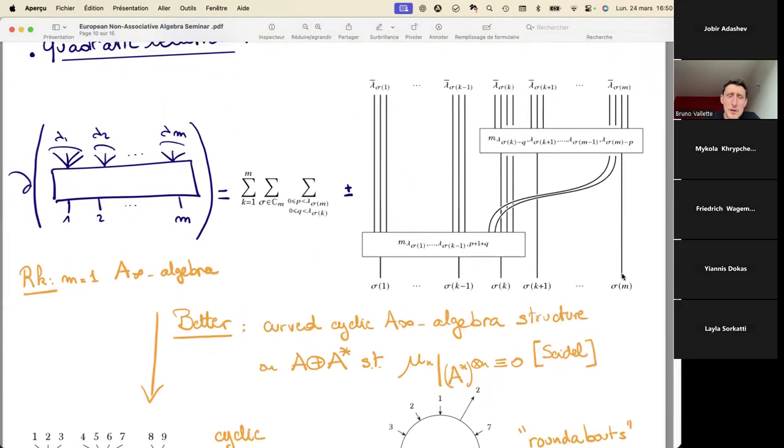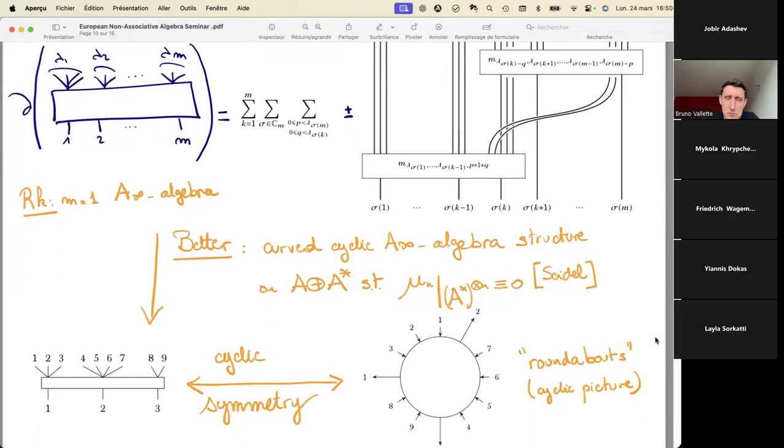There is another, better way of rephrasing this. It's a third definition, after Tradler, Zeinalian, Kontsevich, Takeda, Vlassopoulos. This was found by Paul Seidel. He said, look, I know what I can do: I take a cyclic curved A infinity algebra structure on A plus A star, where on A star it is 0.